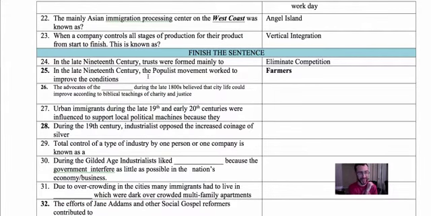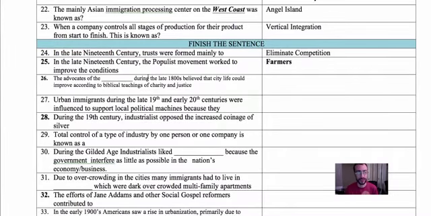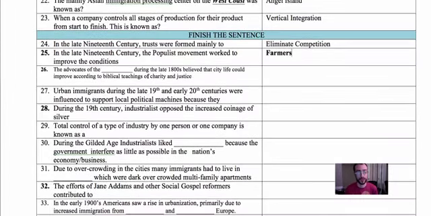26. The advocates of the blank during the late 1800s believed that city life could improve according to the biblical teachings of charity and justice. Social gospel. Talked about it in class. Be careful not to get this confused with social Darwinism. That's social gospel movement.